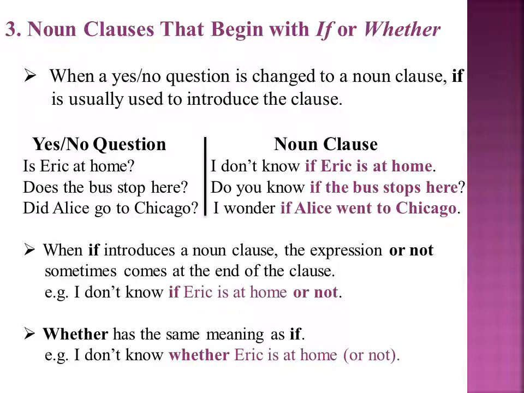Noun clause: I don't know if Eric is at home. Does the bus stop here? Do you know if the bus stops here? Did Alice go to Chicago? I wonder if Alice went to Chicago.